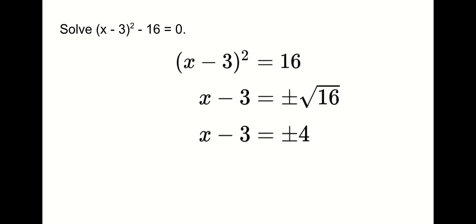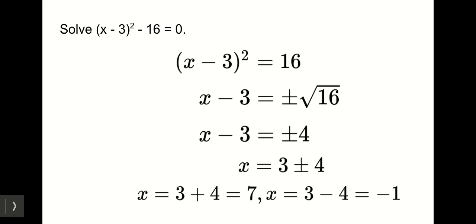I'm going to add 3 to both sides. And you'll see this is common notation. We just put the numerical value here and then the plus or minus to the right. So this reads 3 plus 4 and 3 minus 4. So there are 2 equations here. So 3 plus 4 is 7 and 3 minus 4 is negative 1. So those are my 2 solutions. X equals 7 and x equals negative 1.